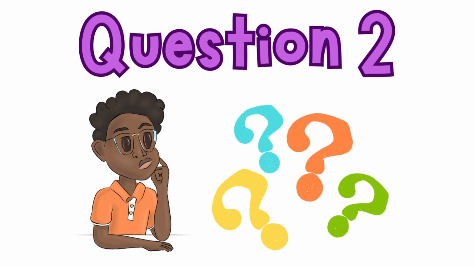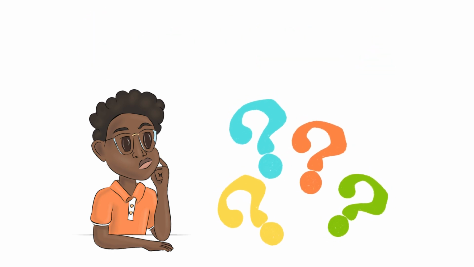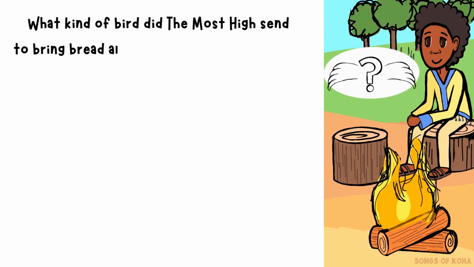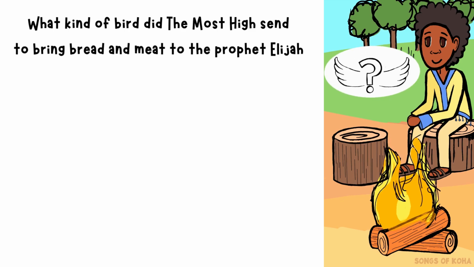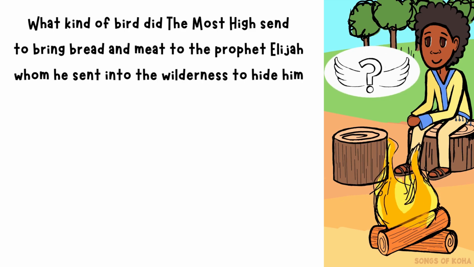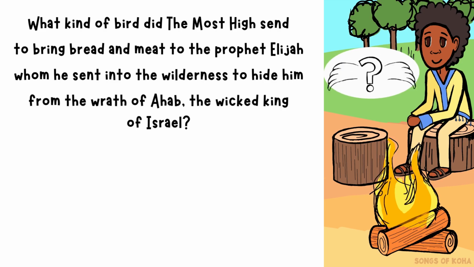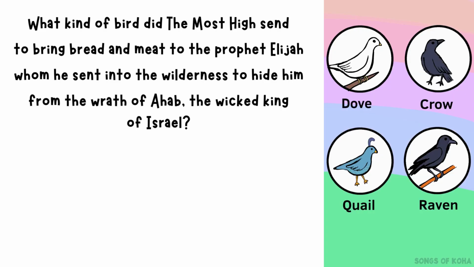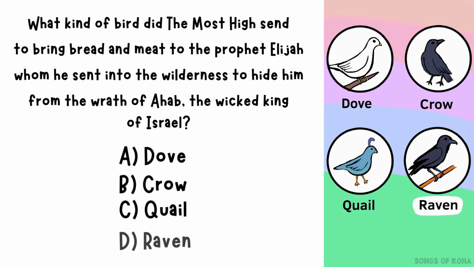Question 2. What kind of bird did the Most High send to bring bread and meat to the prophet Elijah, whom he sent into the wilderness to hide him from the wrath of Ahab, the wicked king of Israel? Was it a dove, a crow, a quail, or a raven?